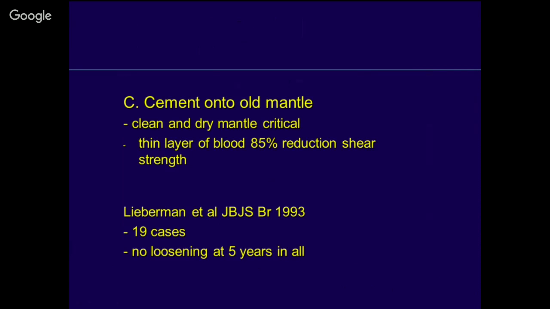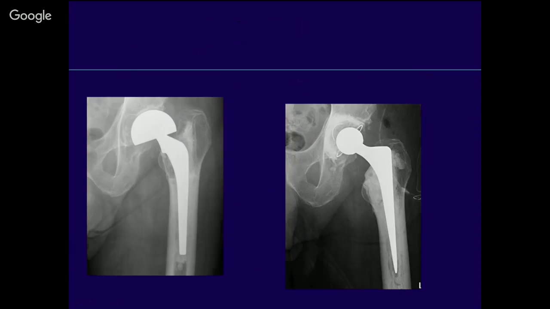Cement into the old mantle: a clean and dried mantle is critical, as a thin layer of blood gives an 85% reduction in shear strength. There were 19 cases with no loosening at 5-year follow-up. We removed that implant and again cemented, doing a cemented total hip replacement.